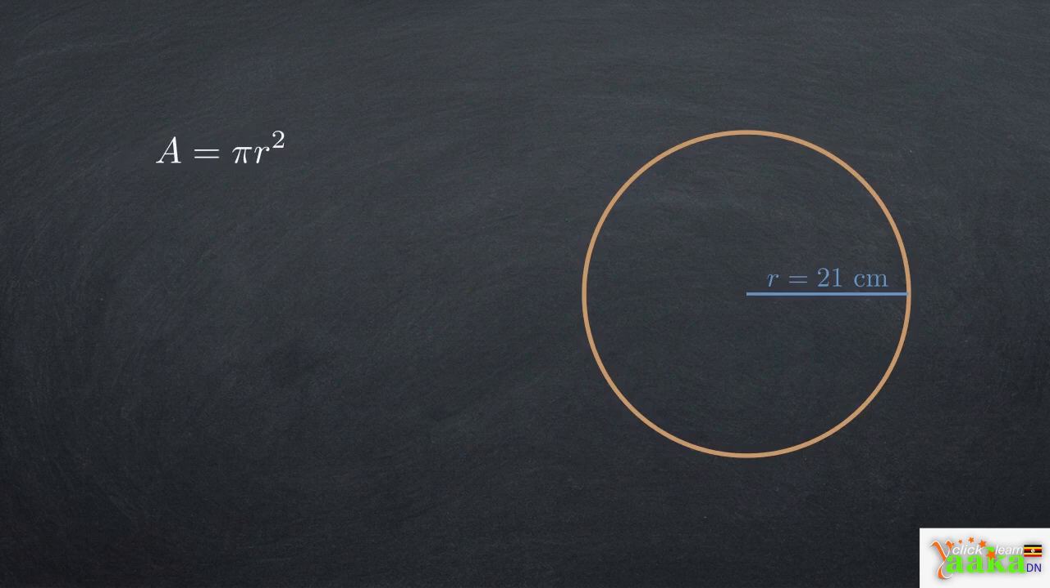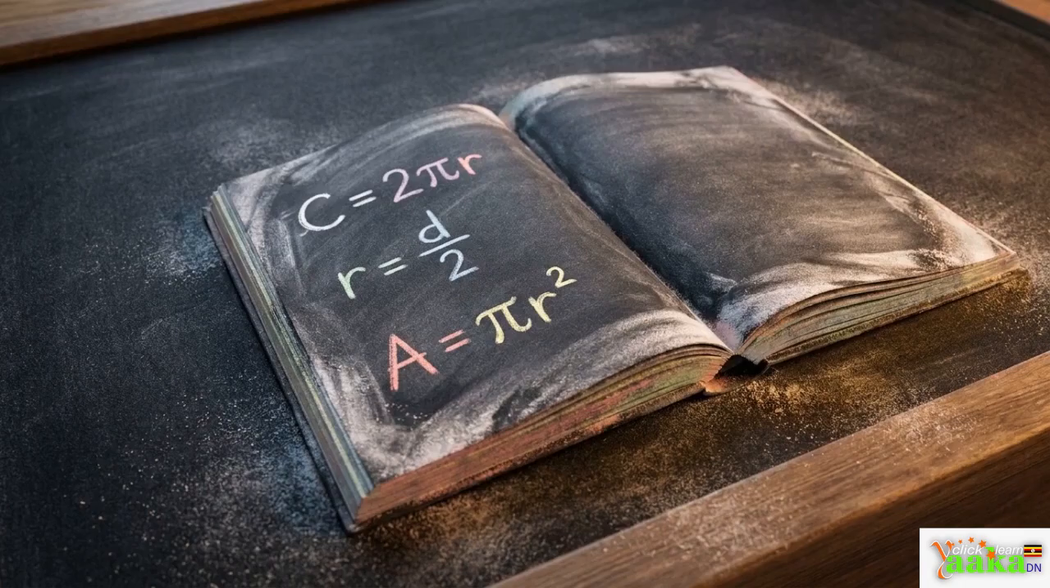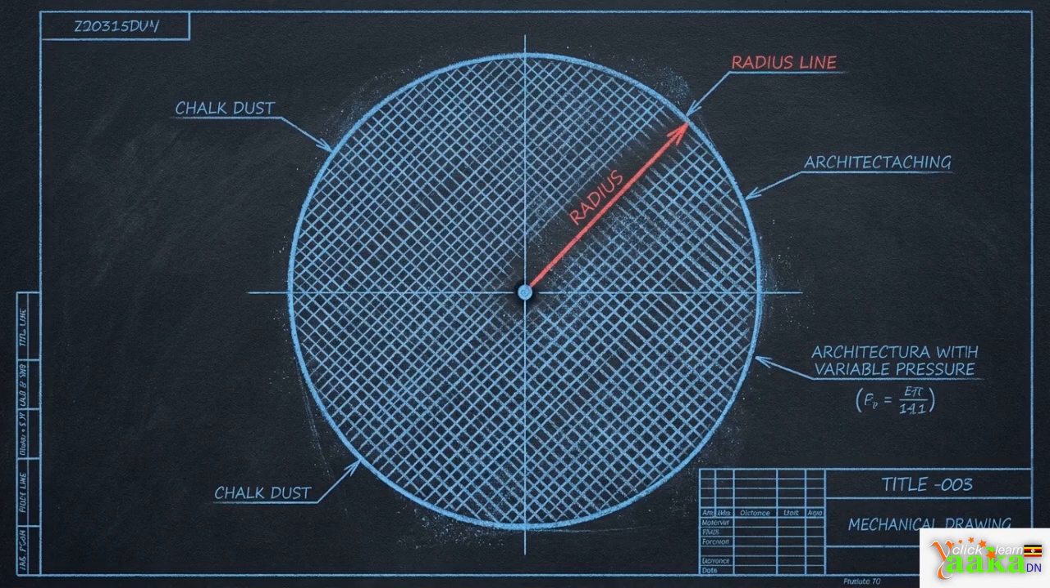Now we use the radius in our area formula. Pi times 21 squared gives us a final surface area of 1,386 square centimeters. Solving these problems is a matter of sequence. Once you use the circumference to find the radius, you have the exact measurement required to determine the total area.